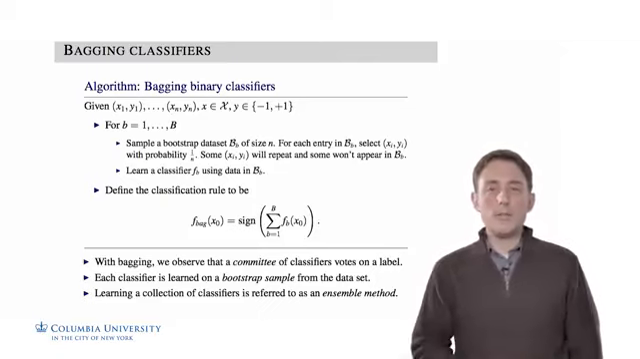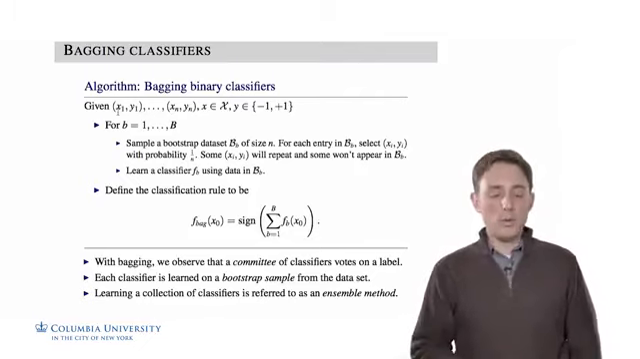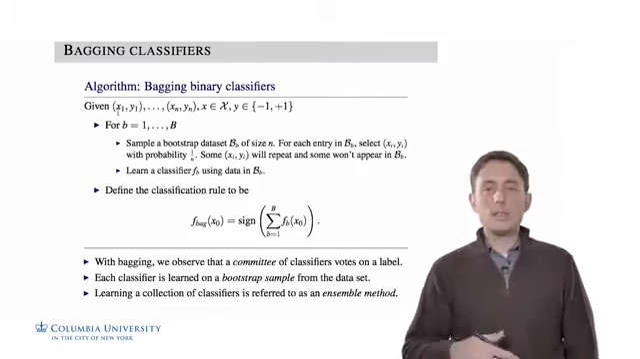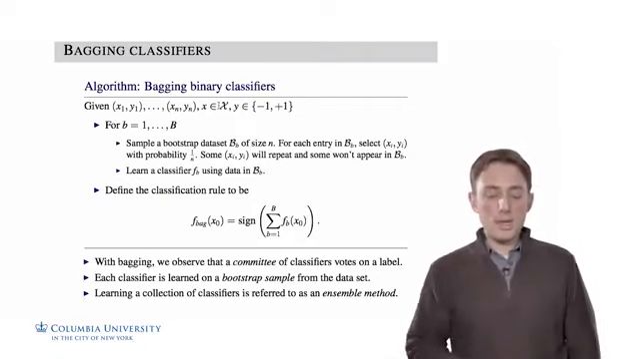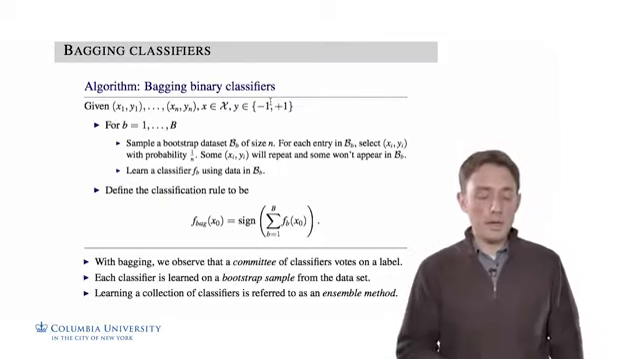So we assume that we have labeled data where we have x1, y1 through xn, yn. Each x is in some space, script x, and each y is a corresponding label, plus 1 or minus 1, depending on the class of x.